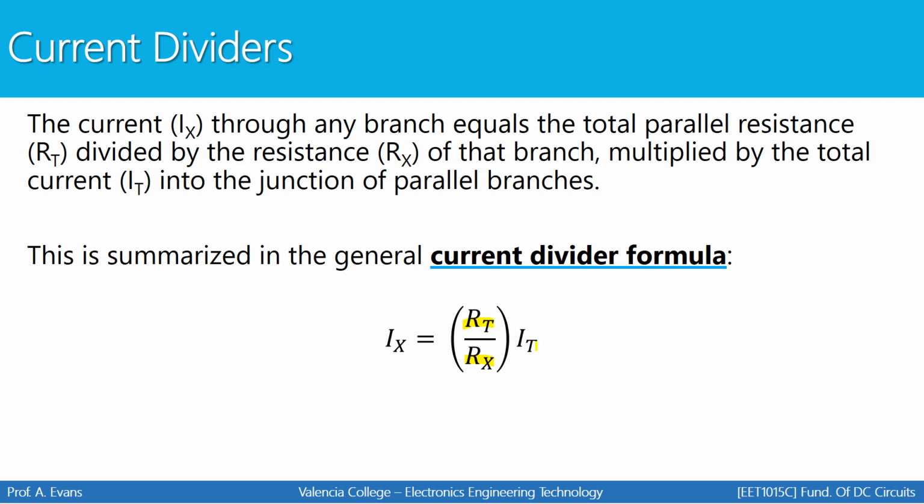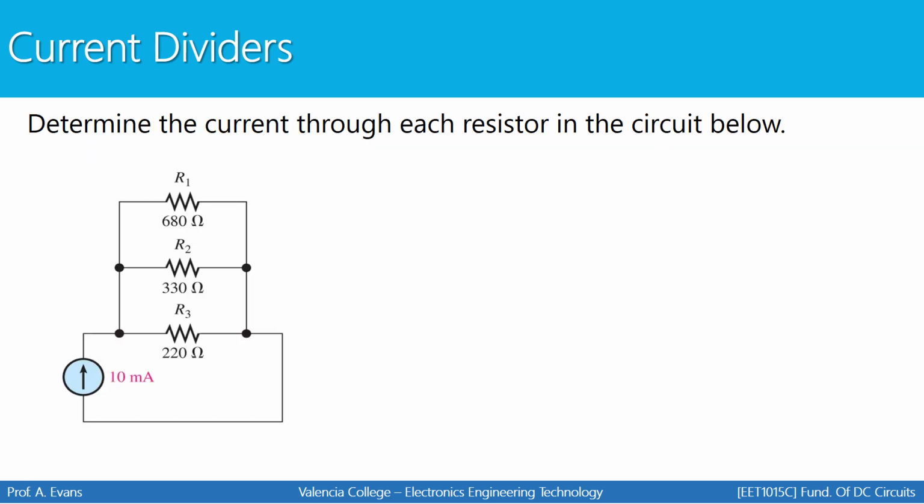This is the total current going into a node. It may not necessarily be the total current in your circuit. It's the total current that's being split between these two things. This is how we use a current divider, and this is the general current divider formula. So we're going to use a current divider to determine the current through each resistor in the circuit below.